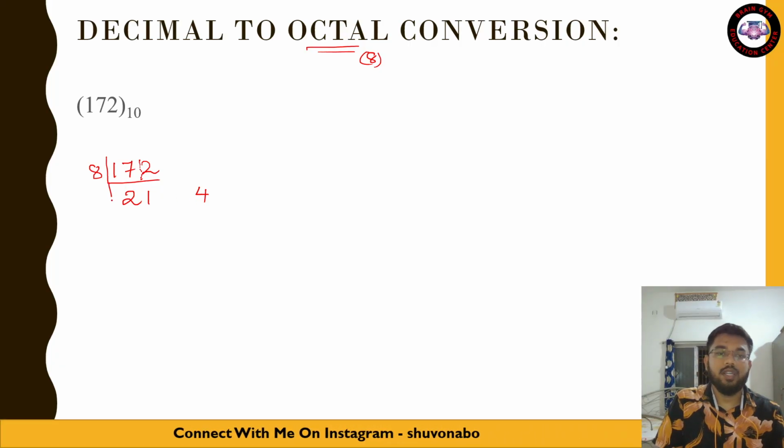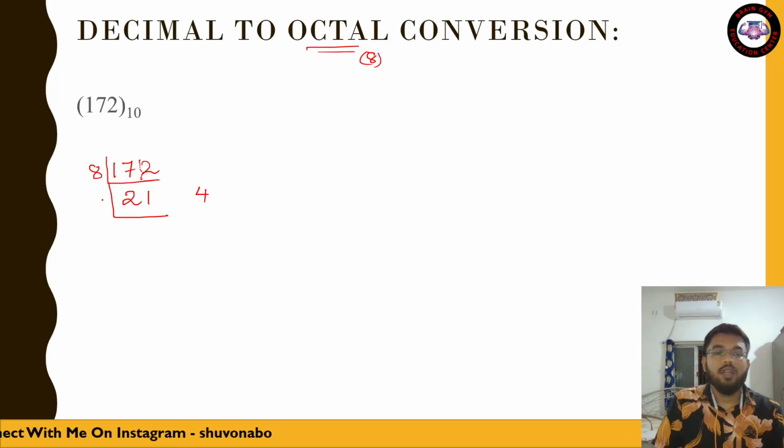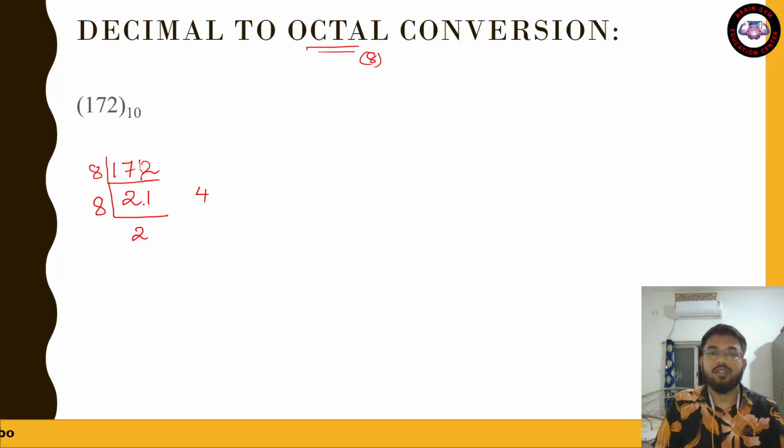Now let's do it again. 8 2s are 16 and we have 21, so the remainder is 5. Until when do we have to do this? Until the last number becomes smaller than 8. When it is smaller than 8, it is not possible to divide it further. So we are done with our process. Now we just have to write the answer in reverse order. So our answer is 254, converted into octal. Do not forget to write the base of octal.